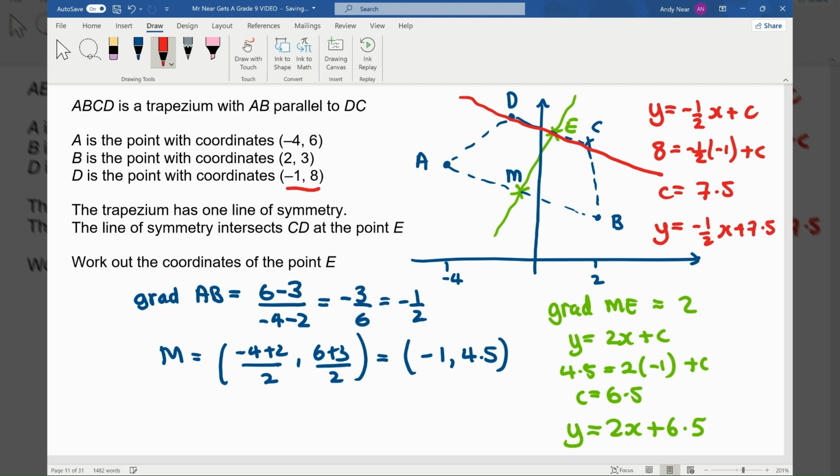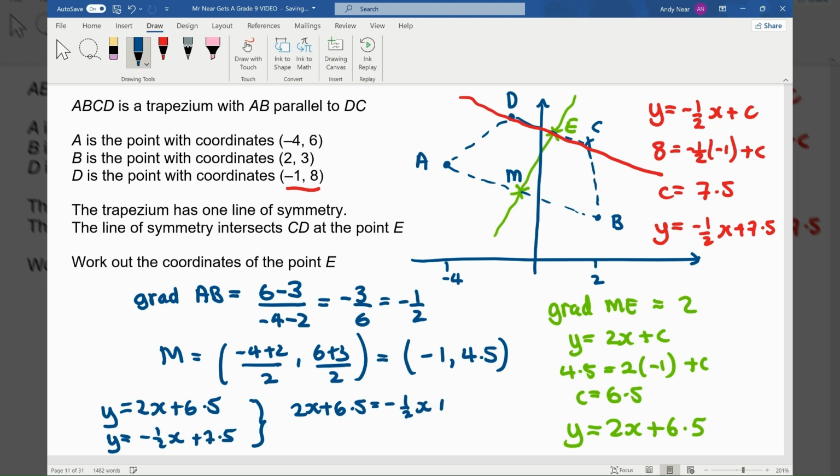Now, what the question wants us to do is to find the coordinates of point E. E is on the green line, y equals 2x plus 6.5. E is on the red line, y equals -1/2x plus 7.5. So I can put these two together and solve them simultaneously and say that 2x plus 6.5 is equal to -1/2x plus 7.5.